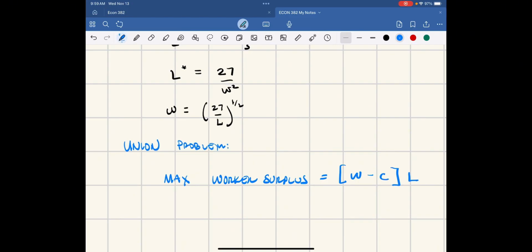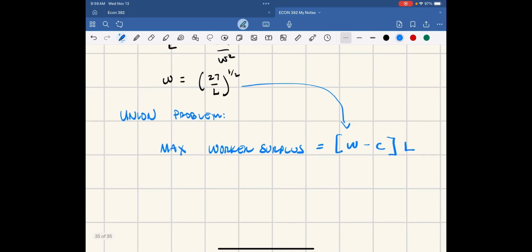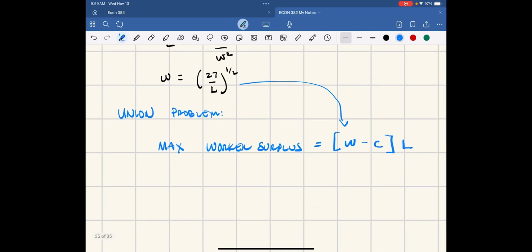Well, now we have W. There we have W as a function of L. And so now the maximization problem is the union is going to maximize worker surplus. They're going to choose the number of workers to hire. And this is going to be 27 divided by L to the 1/2 minus C times L.